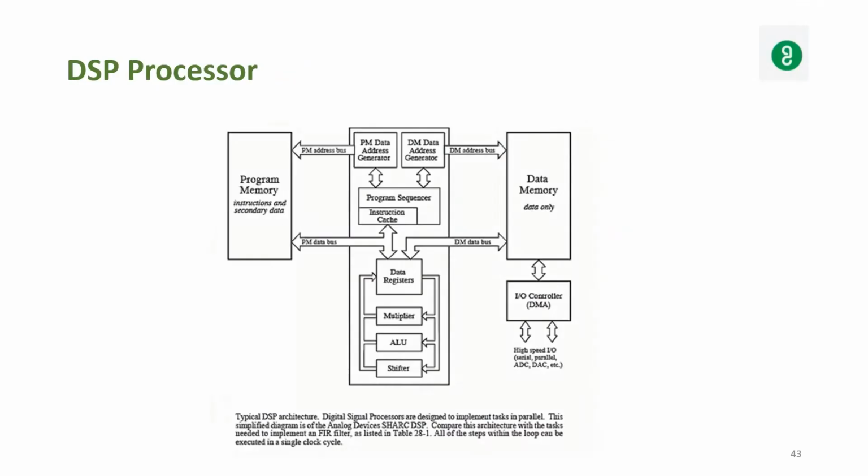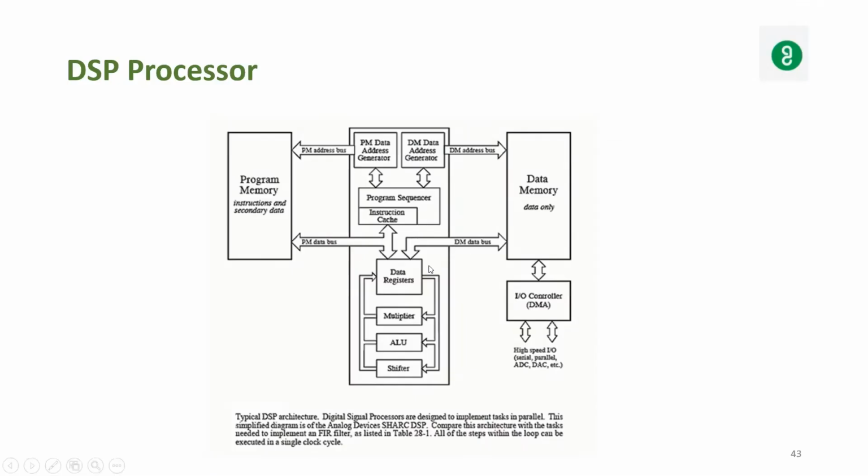DSP processor. In this case, what we have is program memory for instructions, and secondary data. PM data address generator, DM data address generator. You have a program sequencer, you have a cache memory, you have data registers, multiplier, ALU, and shifter. Just see the buses here, that is how it is connected.